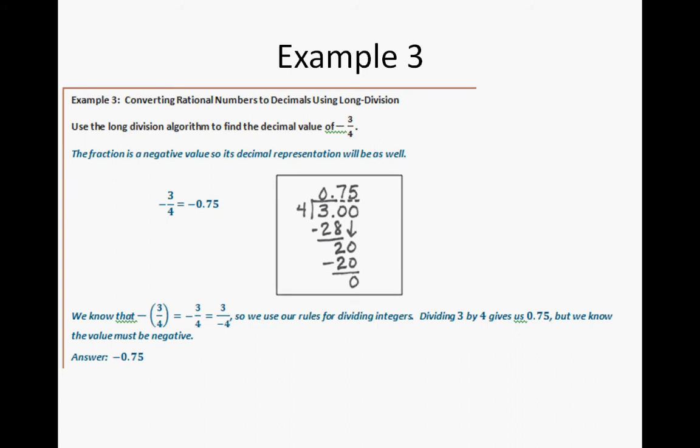So the fraction is a negative value, so its decimal representation will be as well. So negative 3/4 is negative 0.75 or 75 hundredths. So again, we know that the opposite of 3/4 is equal to negative 3/4, which is equal to 3 over negative 4. So we use our rules for dividing integers. Dividing 3 by 4 gives us 75 hundredths, but we know the value must be negative, so the answer is negative 75 hundredths.